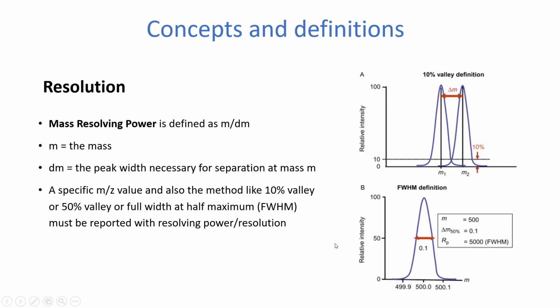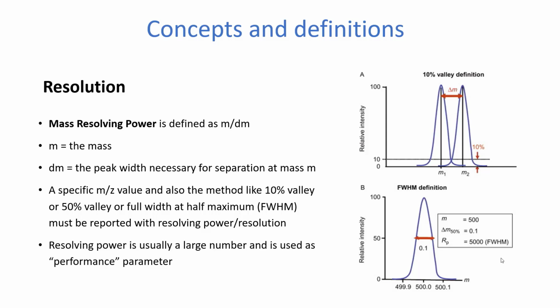And even in chromatography, we talk about resolution as well, and it's the same idea, where two peaks are fully resolved if you can measure the distance between them. And usually we use the 10% valley or 50% valley, which is also considered full width at half maximum, to report the type of resolution of your mass spec, or to figure out what the resolution would be.